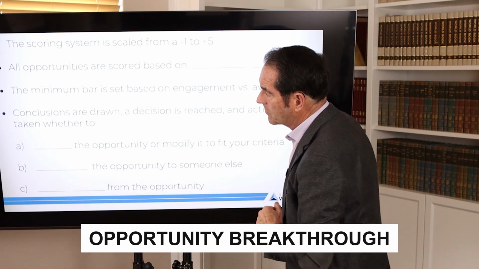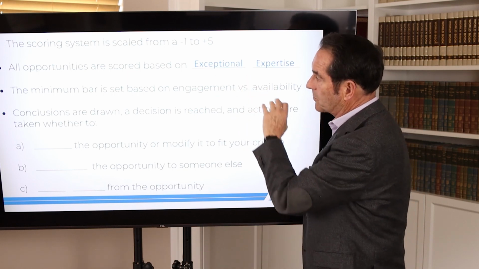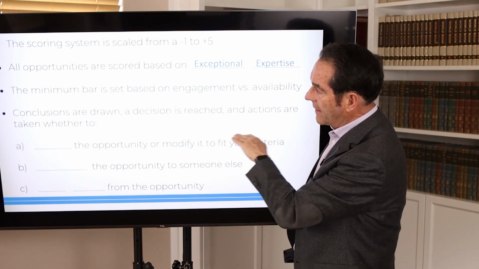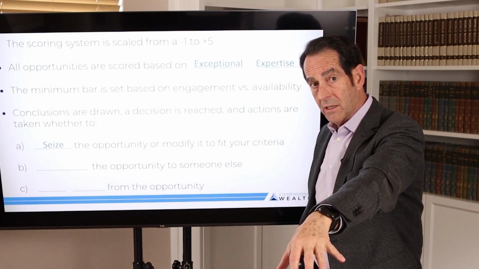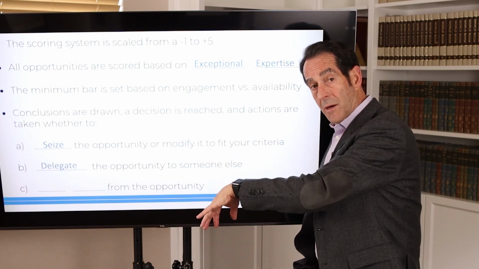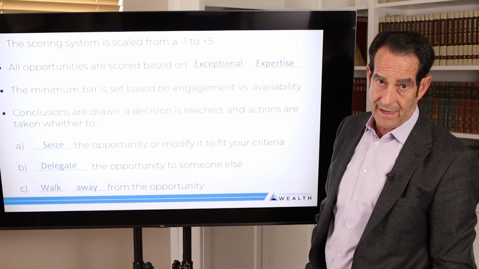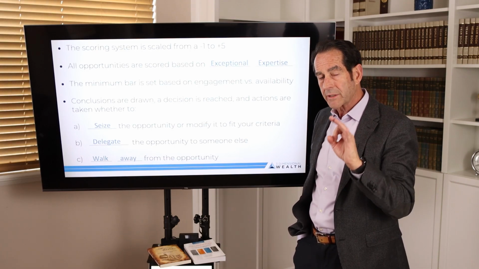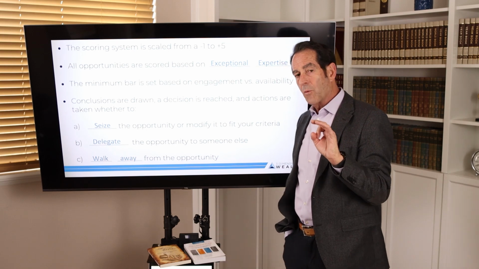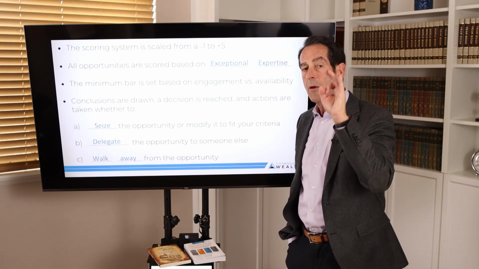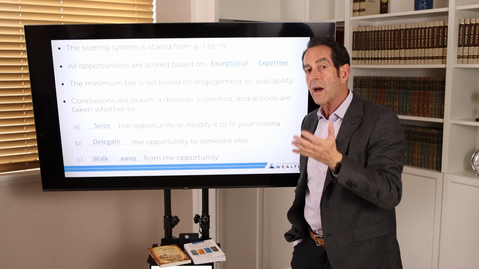Then I go through this opportunity breakthrough. Based upon that, I want to use the opportunities that will harness my exceptional expertise. A minimum bar is set, and then the conclusions are drawn, and I'm going to have to make one of 3 decisions. I'm going to seize this opportunity. I'm going to delegate it, maybe to somebody else in my company, one of my sons or what have you. And there are some that just don't fit, and I walk away from them. This makes it simple to determine which opportunities to seize and which ones to walk away from. And when you do this, you will be able to create way more opportunities than you have the capability to seize, when you flip this and you understand these concepts.